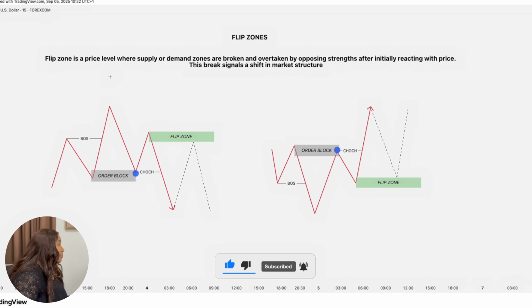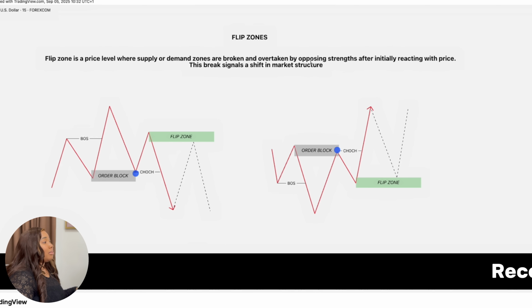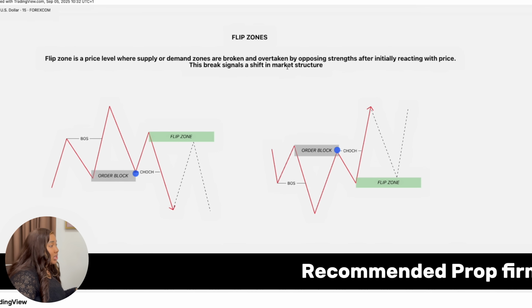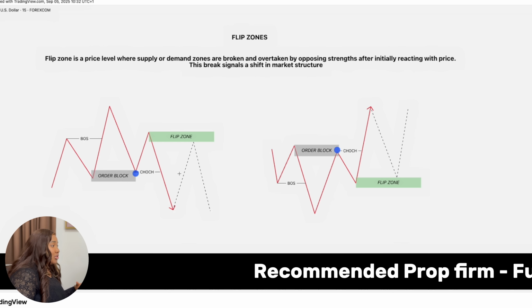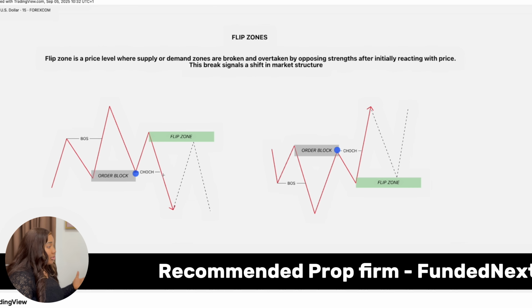What does it mean? So from what we have here, a Flip Zone is a price level where supply or demand zones are broken and overtaken by opposing strengths after initially reacting with price. The break signals a shift in market structure. So pay attention so that you understand the difference between flip zones and breaker blocks.